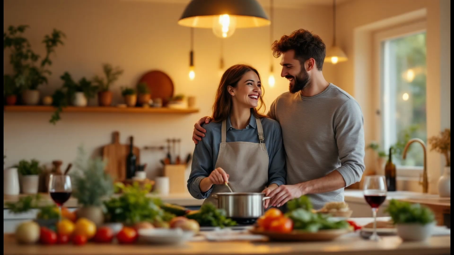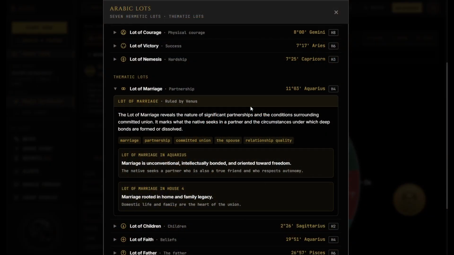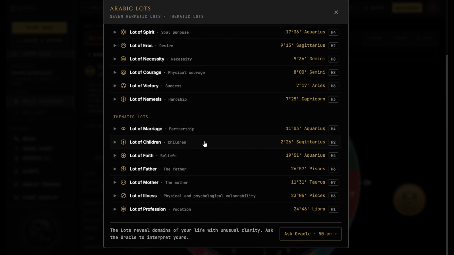The 7th house shows the domain of partnership in general. The lot of marriage shows where it specifically lands, with the most potency in your chart.